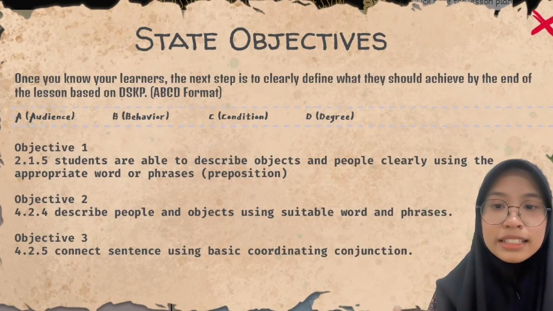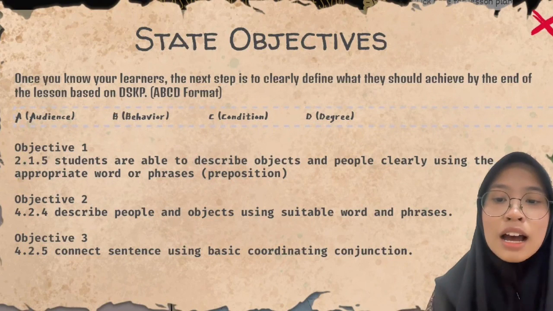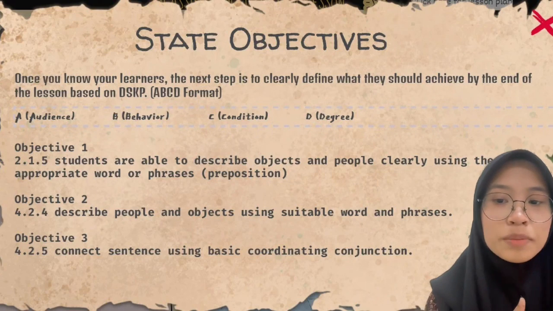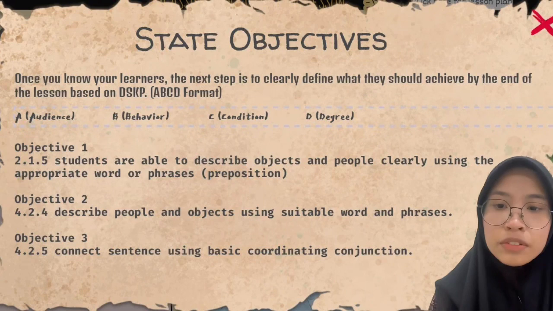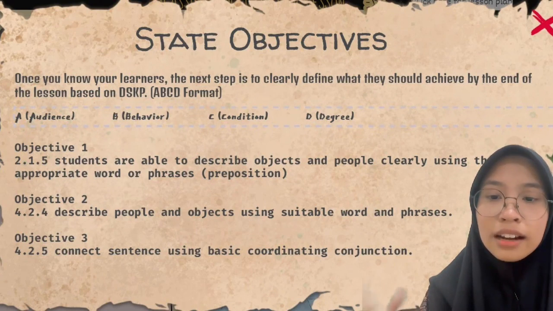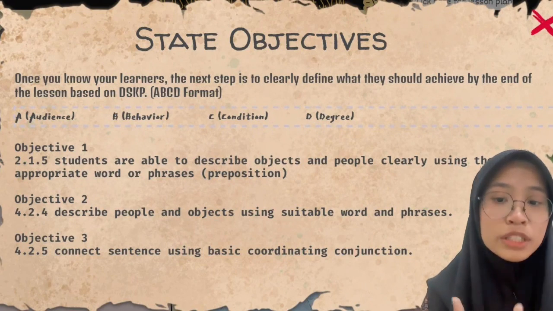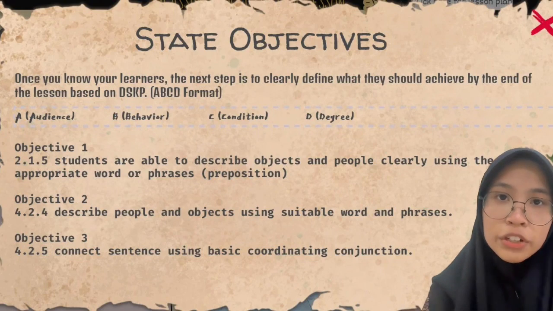In short, analyzing the learner helps teachers understand their background, abilities, and learning styles, while stating objectives ensures the lesson has clear, achievable targets based on the DSKP. Together, these two steps lay the foundation for an effective lesson using the ASSURE model.